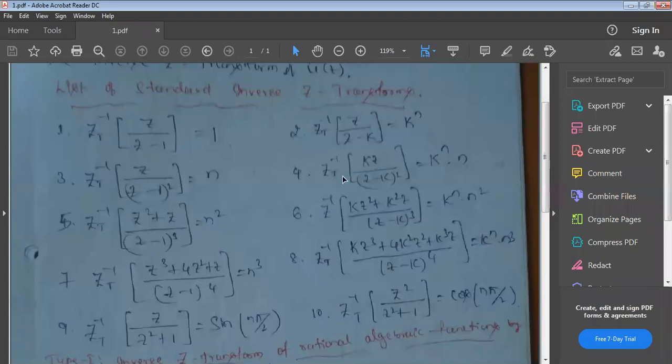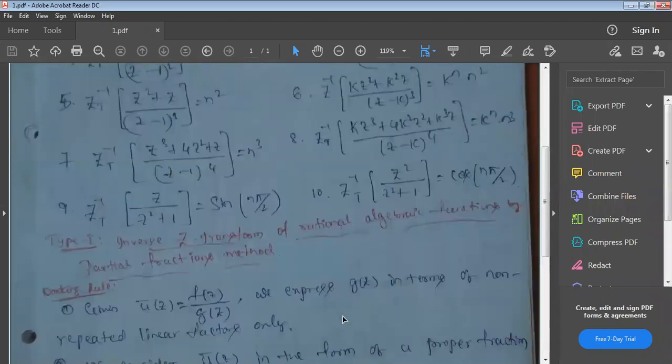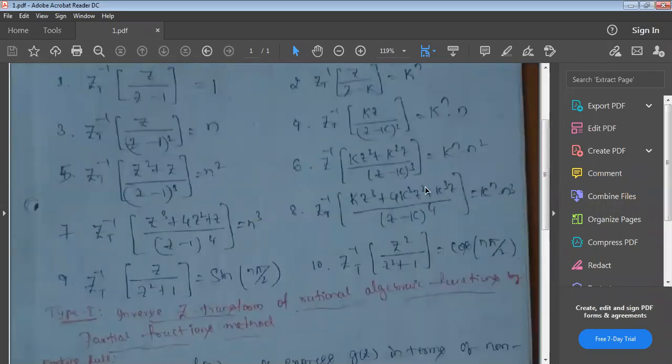So, to express the given problem in this standard form, if there are repeated terms in the denominator, like (z minus k) whole square, whole cube and so on, these quantities will be considered in the numerator in order to bring the problem to the standard form. So once you bring it to the standard form like this, you can take z inverse on both sides and use this formula list and write the final solution.